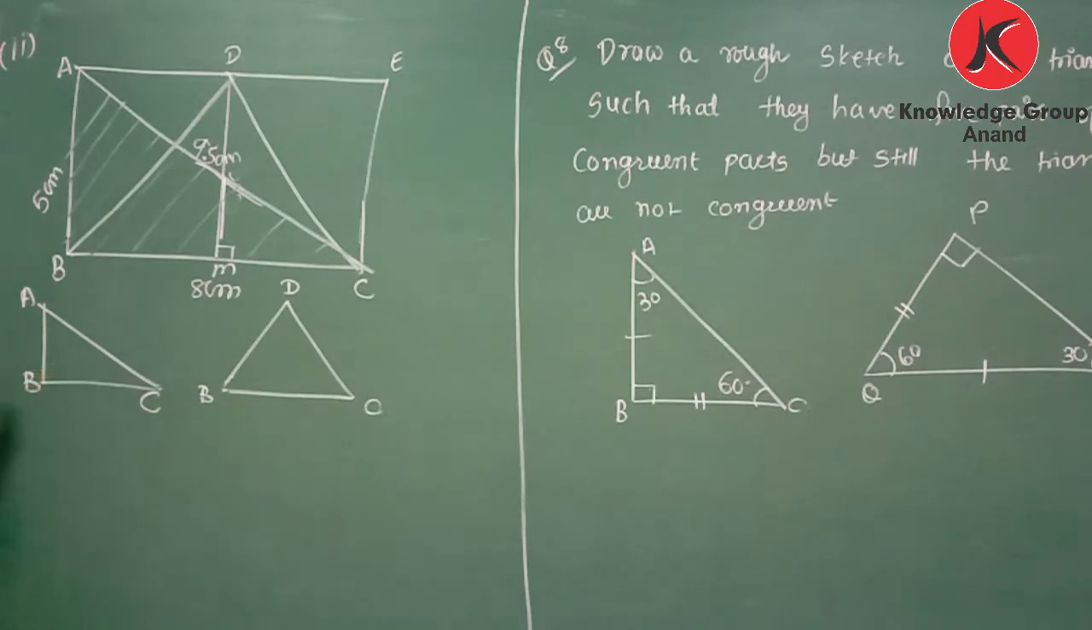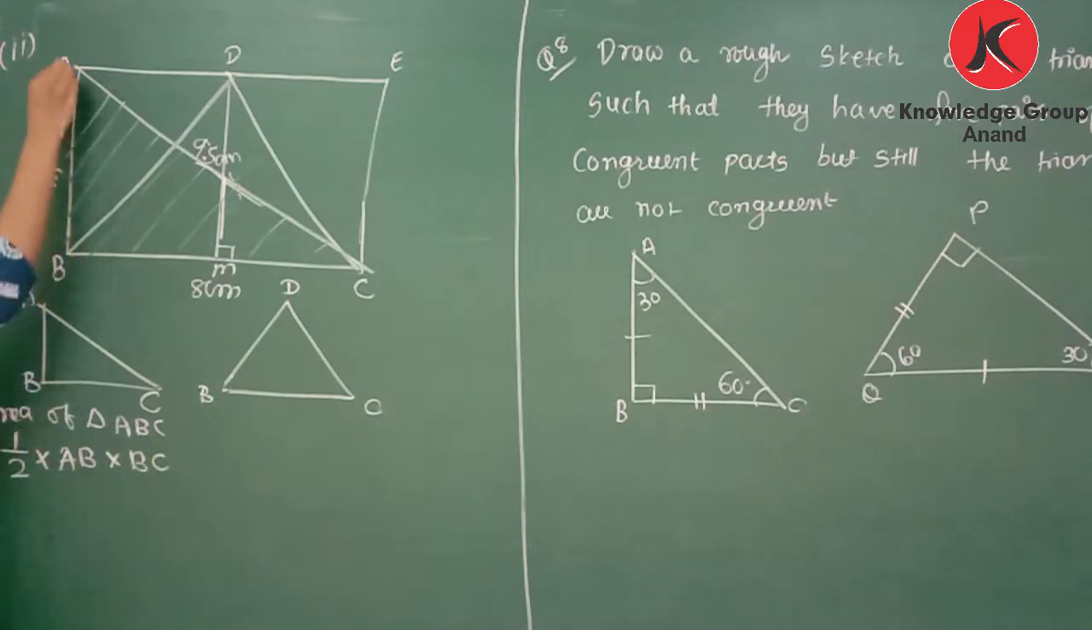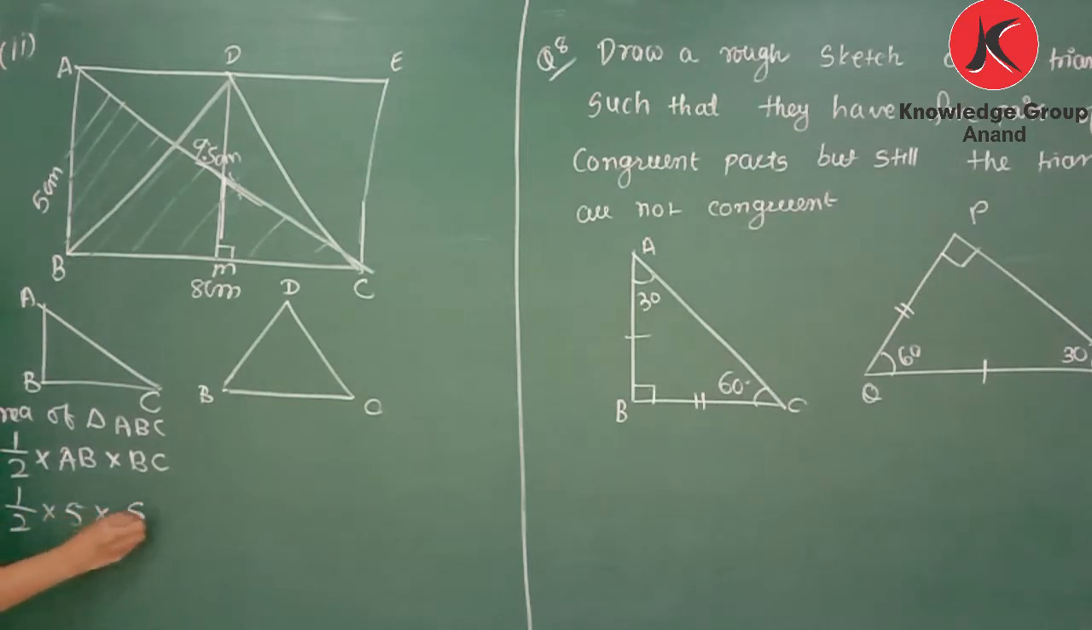Now let's find the area of triangle ABC. Now what is the area? It is 1 by 2 into height into base. Base is BC. So if we consider this as the height, 1 by 2 into height, which is 5 centimeter, and BC is given as 8 centimeter. So it is 20 square centimeters.